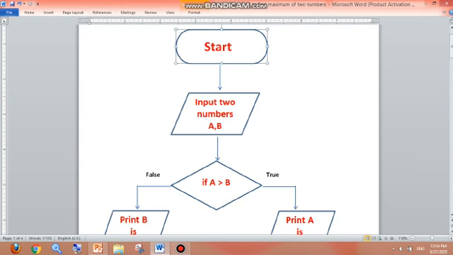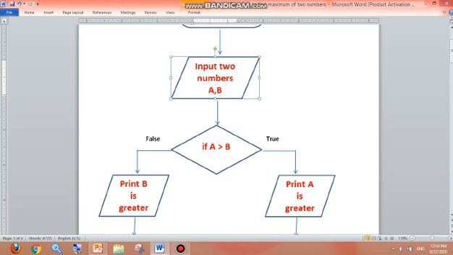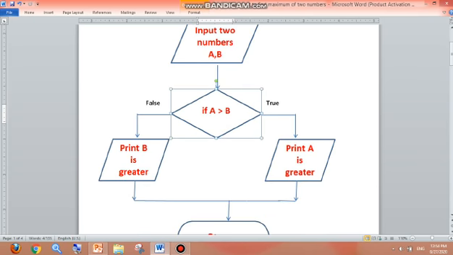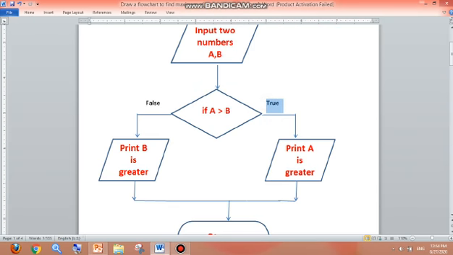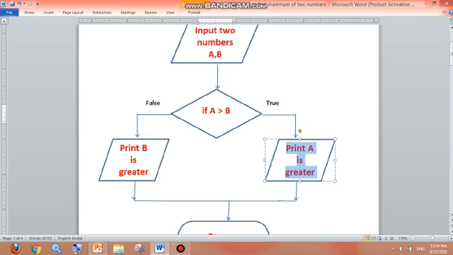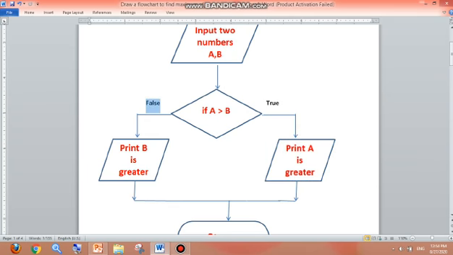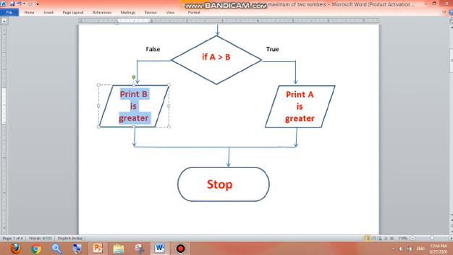Okay, so let us start with the start box. Start box will be as it is. Using the input box, we will take two numbers A and B. Then in the decision box, we will check if A is greater than B. Okay, this condition we will check in the decision box. Now every decision box will give you two outputs. If it is true, then what is to be done, and if the condition is false, then what is to be done. Okay, so if this condition is true, what do we have to display on the screen? A is greater, print A is greater. And if this condition is false, what do we have to display? Print B is greater. So simple.